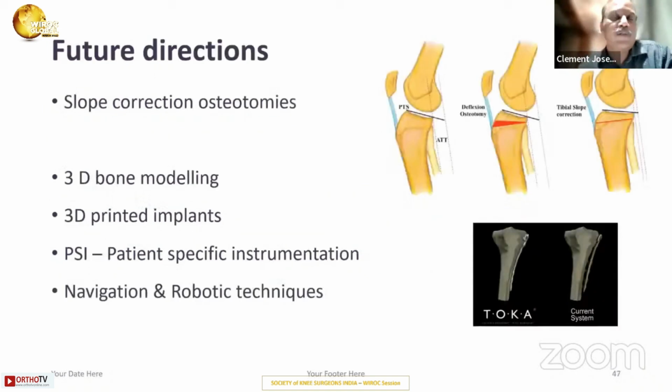The future for osteotomy is exciting because we may be performing a lot of slope correction osteotomy for failed ACLs, and 3D bone modeling, 3D printed implants, patient-specific instrumentation, and a much more refined navigation and robotic technique will make this procedure much more predictable and useful in surgeons' hands in the future.